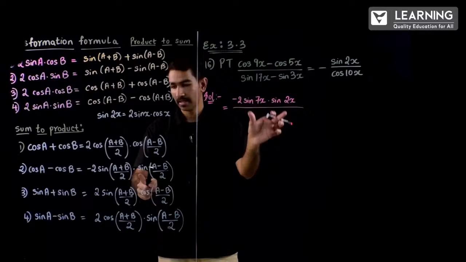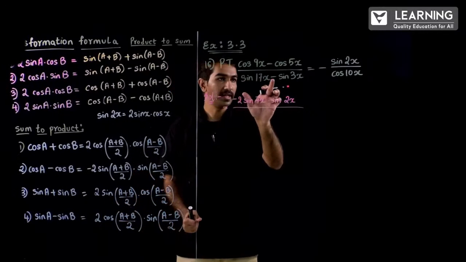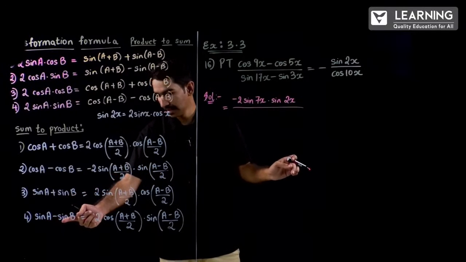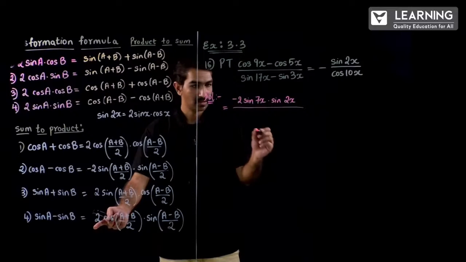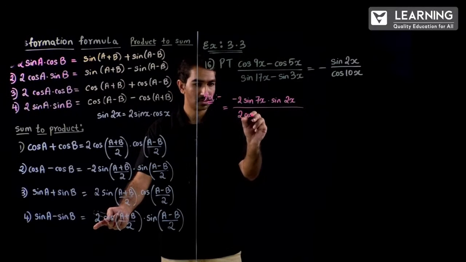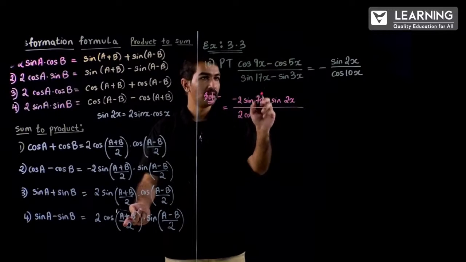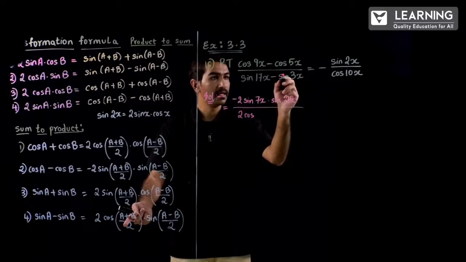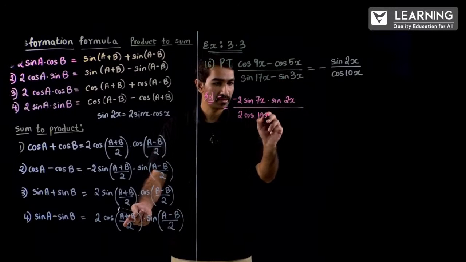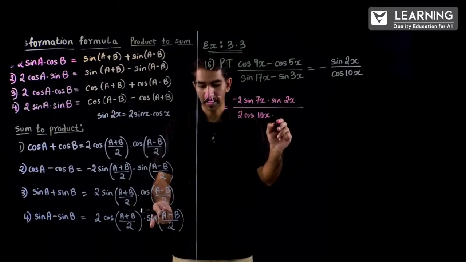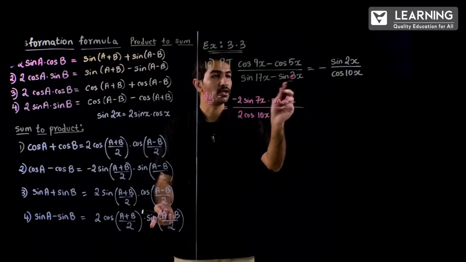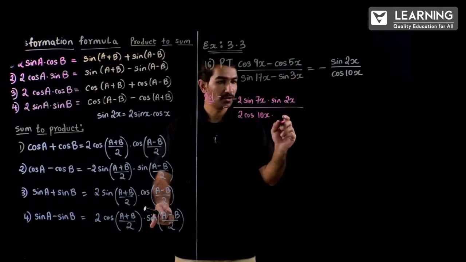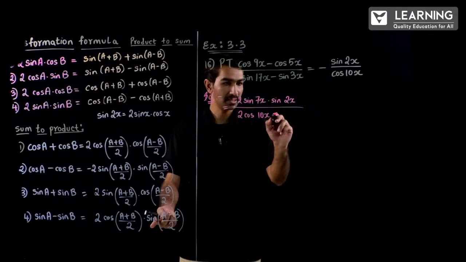Sum to product. Now the denominator, sin 17x minus sin 3x, sin A minus sin B. See here, students, last one, sin A minus sin B. This is starting with 2 cos A plus B by 2. A is 17, B is 3. 17 plus 3 is how much, students? 20x. 20x by 2 is 10x. Into sin A minus B by 2. 17 minus 3 is 14. 14 by 2 is 7. Correct? So this is sin 7x.